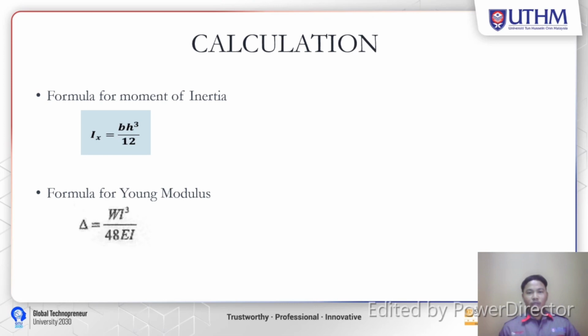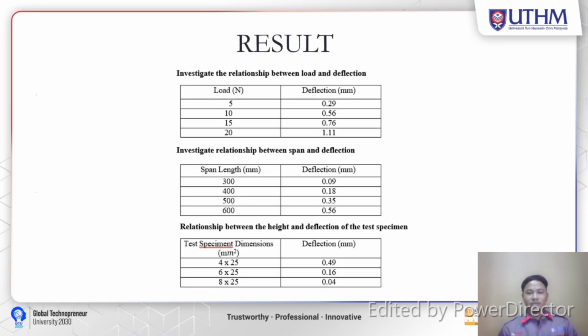And now I will go to calculation. In calculation, to get the value of inertia, we must use the formula for moment of inertia, that is I equal to BH to the power of 3 divided by 12. To get the value of Young's modulus, we must use the formula elongation equal to WL to the power of 3 divided by 48 times E and I. After we settle the calculation, we can get the results from what we calculated.